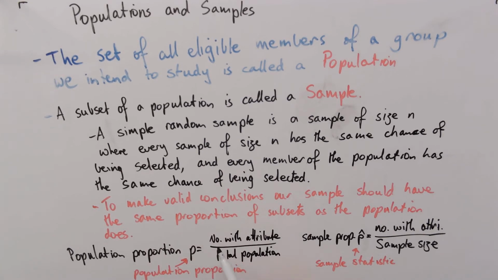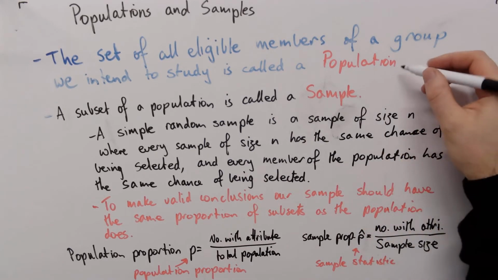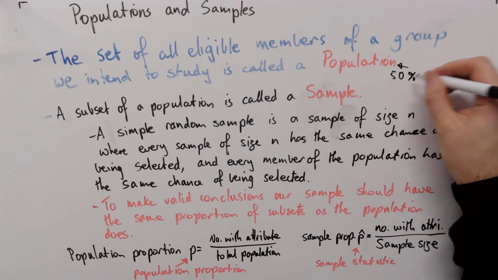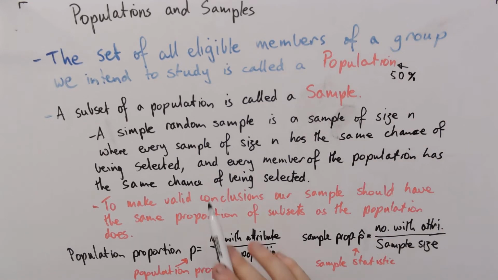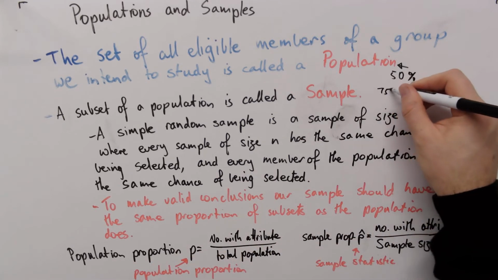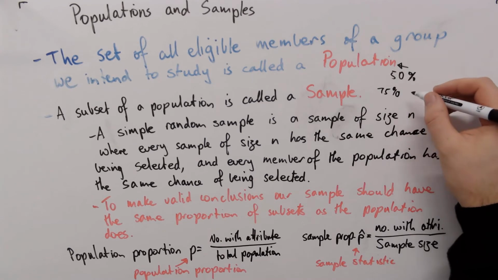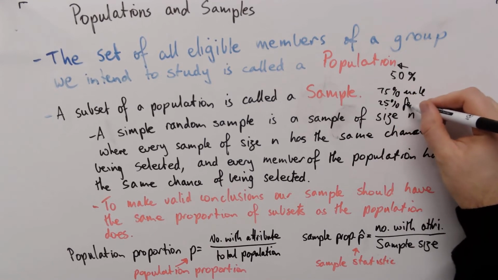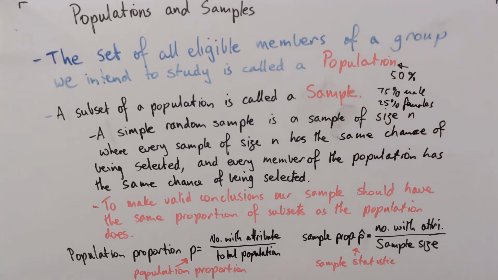But in doing that, we need to be careful, because in order to be able to make valid conclusions, our sample should have the same proportion of subsets as the population does. For example, if in our population we have 50% male and female, but when we randomly select our sample, 75% are males and only 25% are females, we can't really draw valid conclusions based off that.